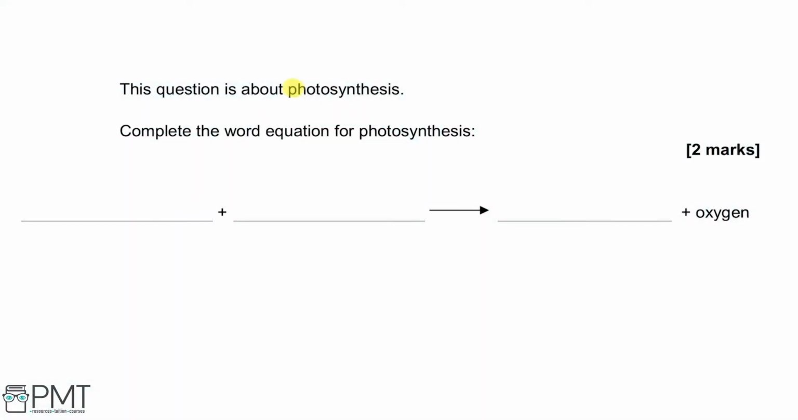This question is about photosynthesis. Complete the word equation for photosynthesis. So on the side of the reactants, you've got carbon dioxide and water, and then on your products, you've got glucose.